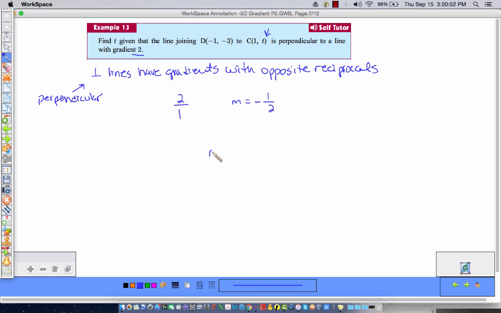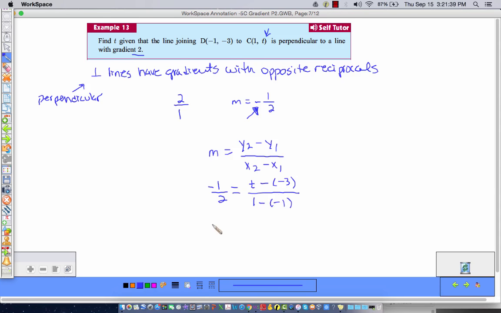Then I'm going to go back to my slope formula to solve for t, because I know that the slope is equal to y2 minus y1 over x2 minus x1. Okay, there's the 2. And I need my gradient slash slope. Again, gradient and slope mean the same thing. It must be equal to negative 1/2 if it's going to be perpendicular to a line with gradient of 2. So I'm going to let m be negative 1/2. And then I'm just going to use my formula. y2 minus y1. So y2 happens to be t. So that's going to be t minus a negative 3 over the difference in the x-coordinates, which is 1 minus a negative 1.